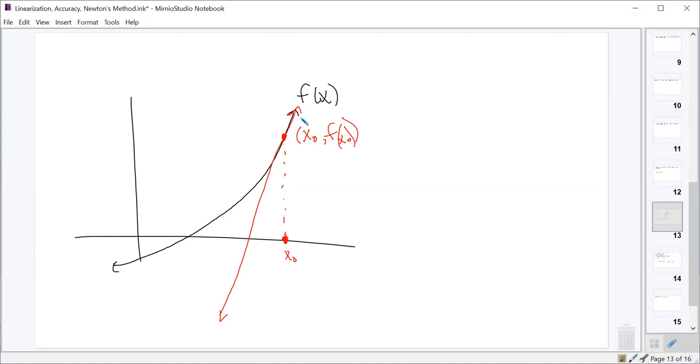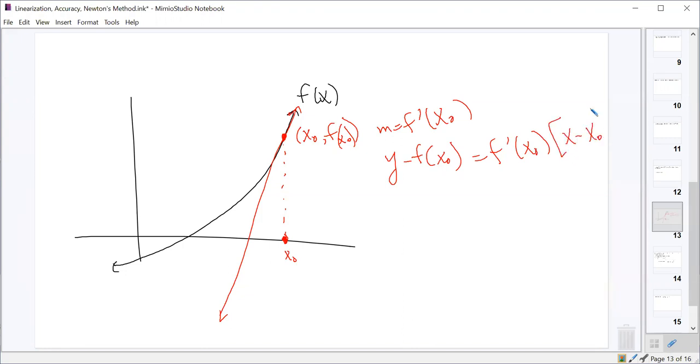I bet we could. It would have a slope of f prime of x naught, right? And its equation would be, let's see, y minus f of x naught equals f prime of x naught times x minus x naught.